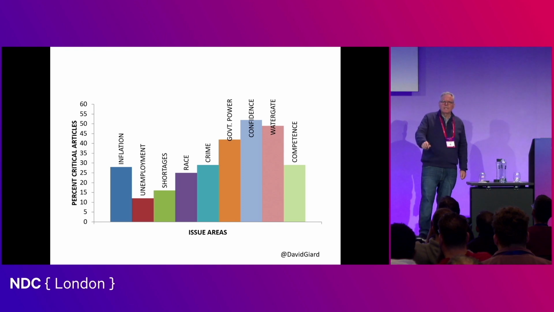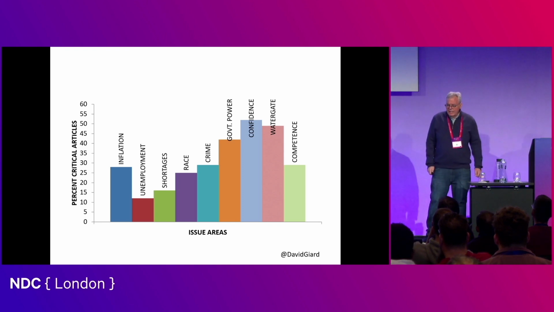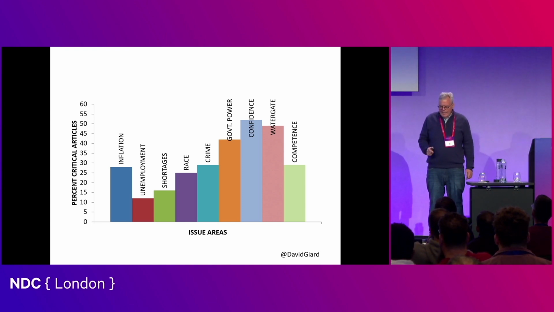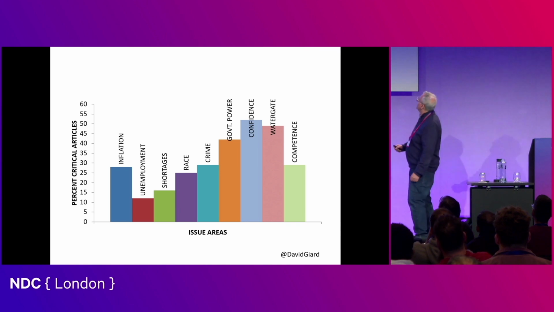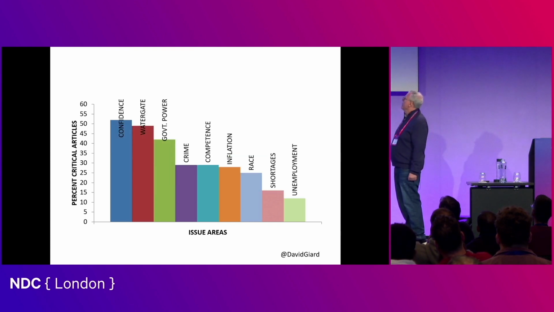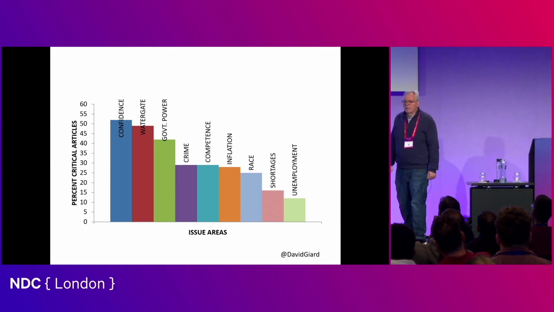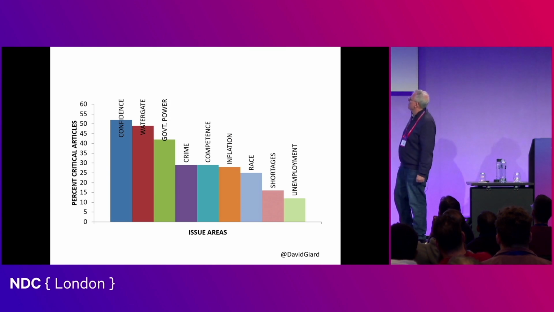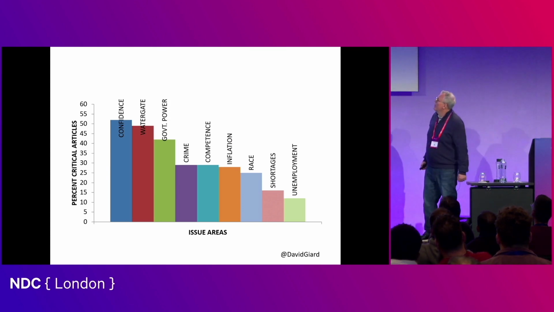And I showed this one time to an audience, and somebody said, well, that's clearer, but I can't tell which is higher, confidence versus crime. Are those the same, or was one of them higher, or race versus inflation? Why don't you sort them? I thought, oh, that's a really good idea. And so this came from an audience member. They suggested this, and now I can actually compare them.